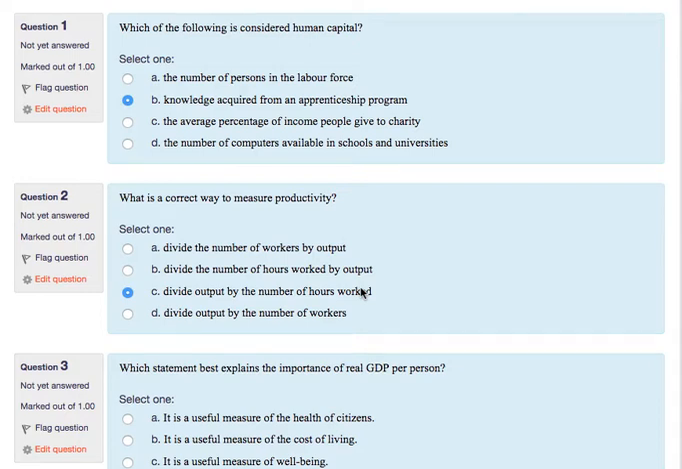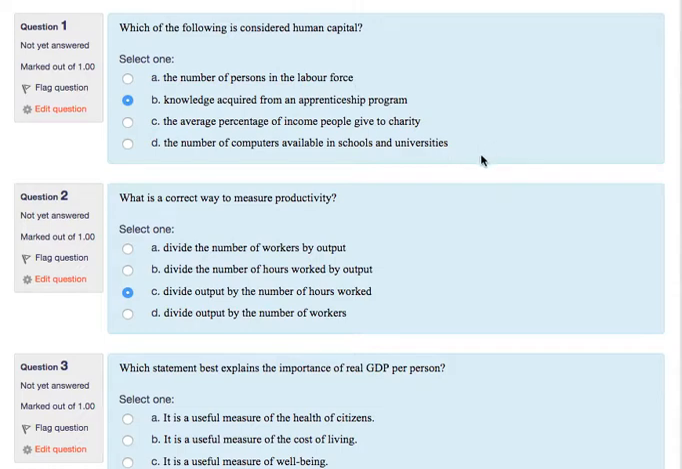All right, so the first two questions here, which of the following is considered human capital? So human capital is not physical capital, it's what we learn in the process. Number of people in the workforce leads to a certain level of production possibilities. However, human capital is that knowledge that we acquire through education. So that would be part of human capital. Average percentage of income people give to charity does not lead to human capital, and the number of computers available at schools and universities is physical capital, not human capital.